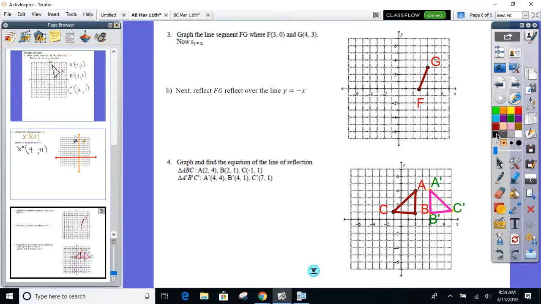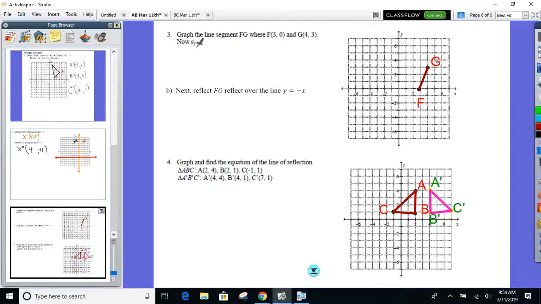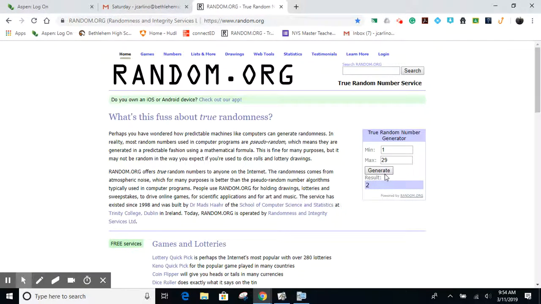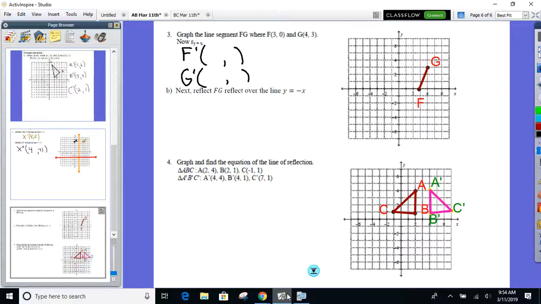Graph line segment FG. Where am I asking you to reflect? Which line? Y equals, it says right here, now reflect through the line y equals x. Remember the rule. Go back if you need to look. What was the rule for y equals x? What should I be doing with these coordinates? What was our rule? Remind us of the rule again. Flip them. 3, 0 becomes 0, 3. 4, 3 becomes 3, 4, and graph.